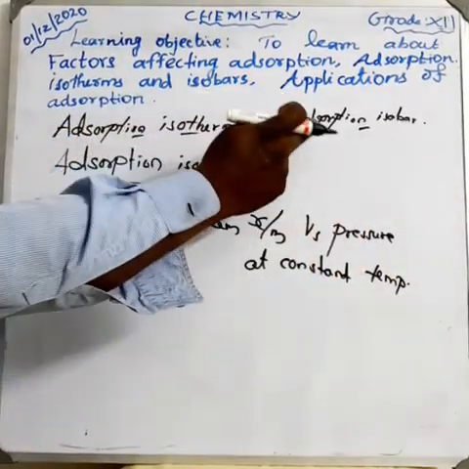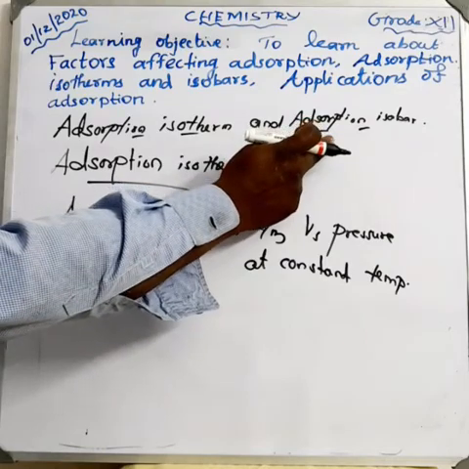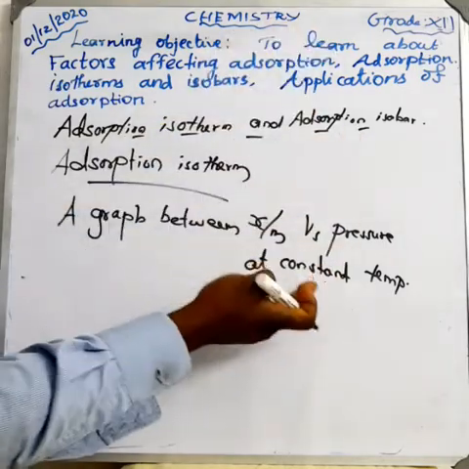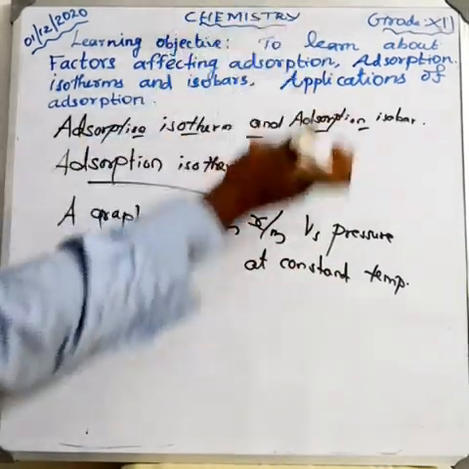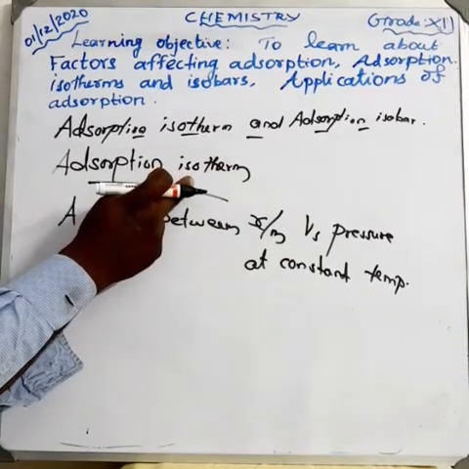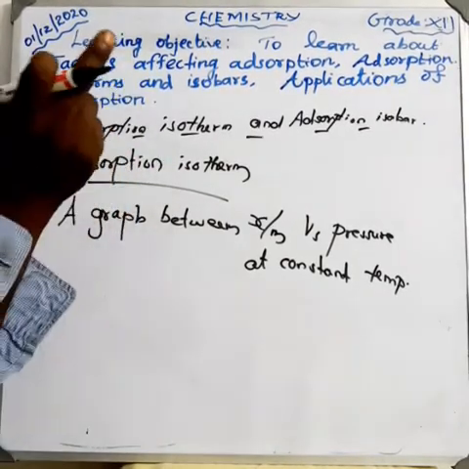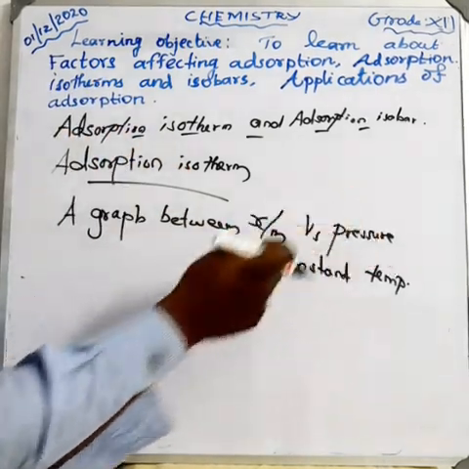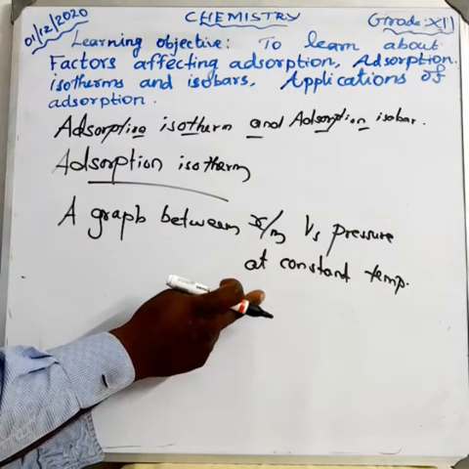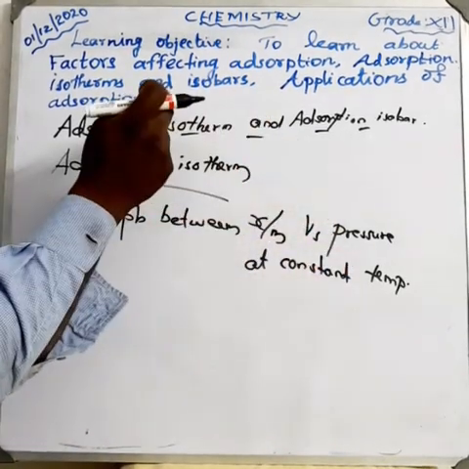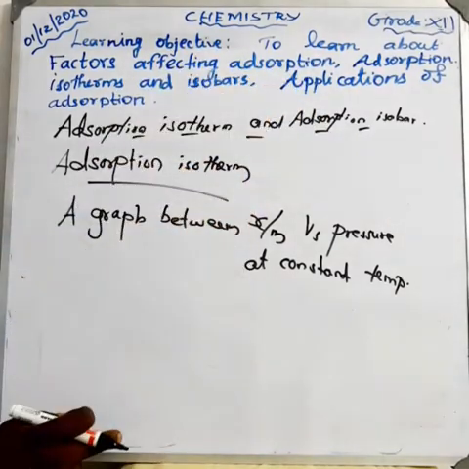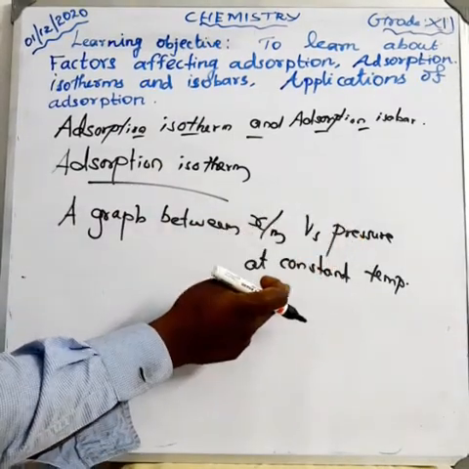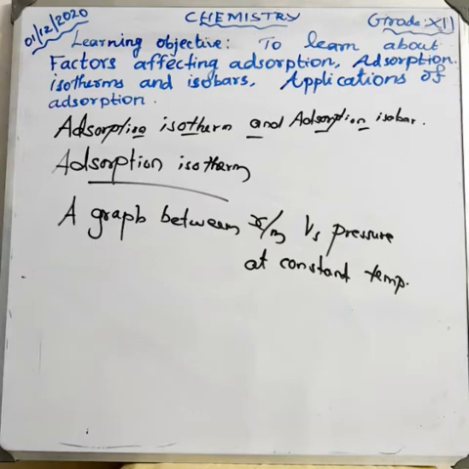Okay. About the adsorption isobar, what is that? The amount of adsorption versus temperature at constant pressure. Here, about the isotherm, a graph between the amount of adsorption versus pressure at constant temperature. Don't forget that. Here we are using pressure. For isobar we are using temperature. For isotherm we are using pressure at constant temperature.